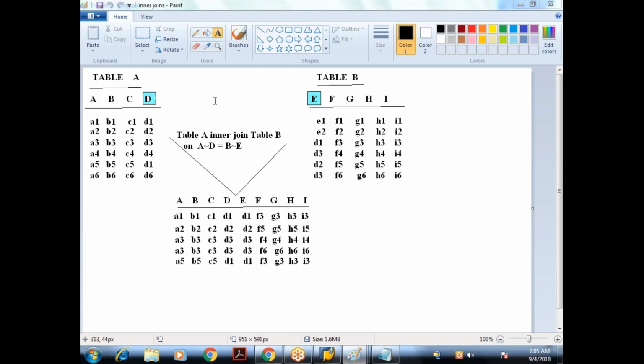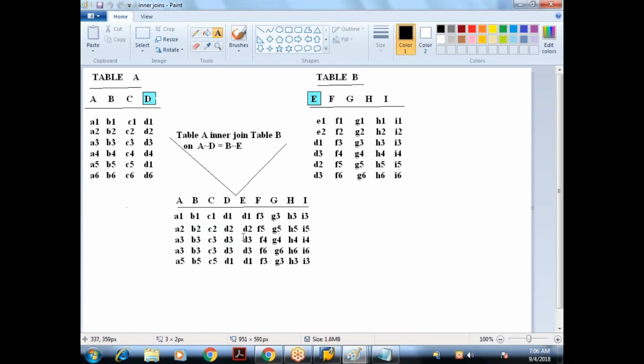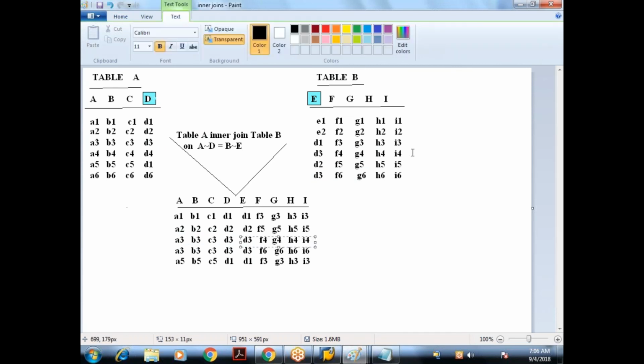No, no, no. If you take the third row, D3 is there. Okay, so how many matching rows are there? Two rows are matching, the fourth row and the sixth row. So it will take both rows. What is the first matching row? D3, F4, G4, H4, I4.